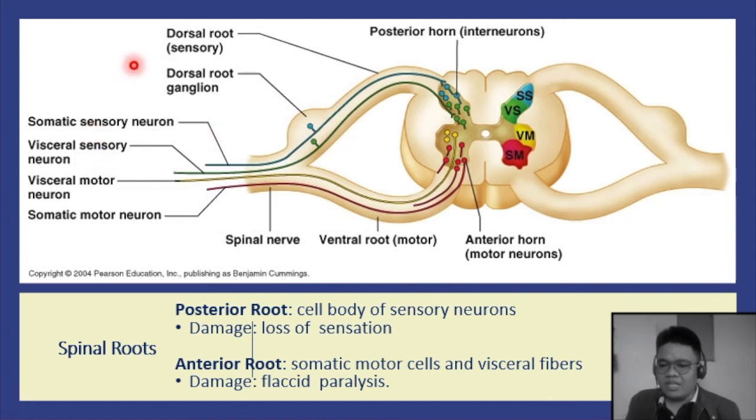Now, class, your anterior root, on the other hand, are your somatic and visceral motor cells, or motor neurons. So, class, if there will be a damage on the posterior root, it would result in loss of sensation because these are sensory neurons. On the other hand, if there will be a damage on the anterior horn, class, it would result in paralysis, specifically flaccid paralysis, because these are motor neurons.